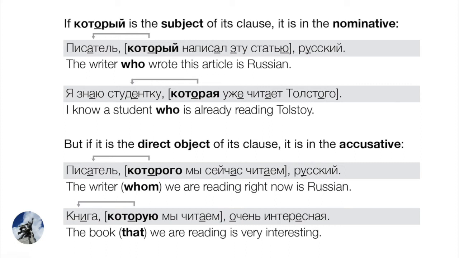Писатель, который написал эту статью, русский. The writer who wrote, right? Okay, so писатель is masculine, so we get который. Okay, now let's get a feminine example. Я знаю студентку, которая уже читает Толстого. I know a student who is already reading Tolstoy.